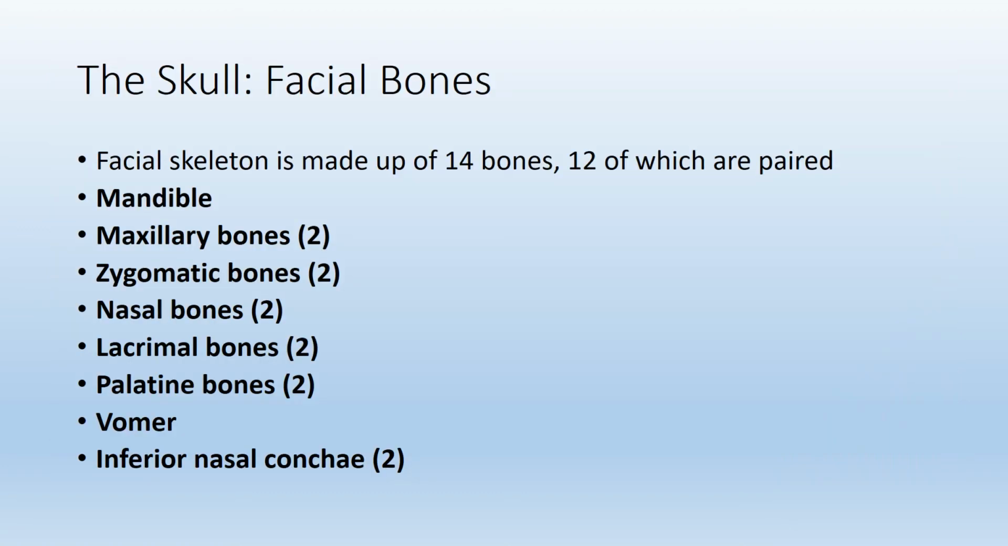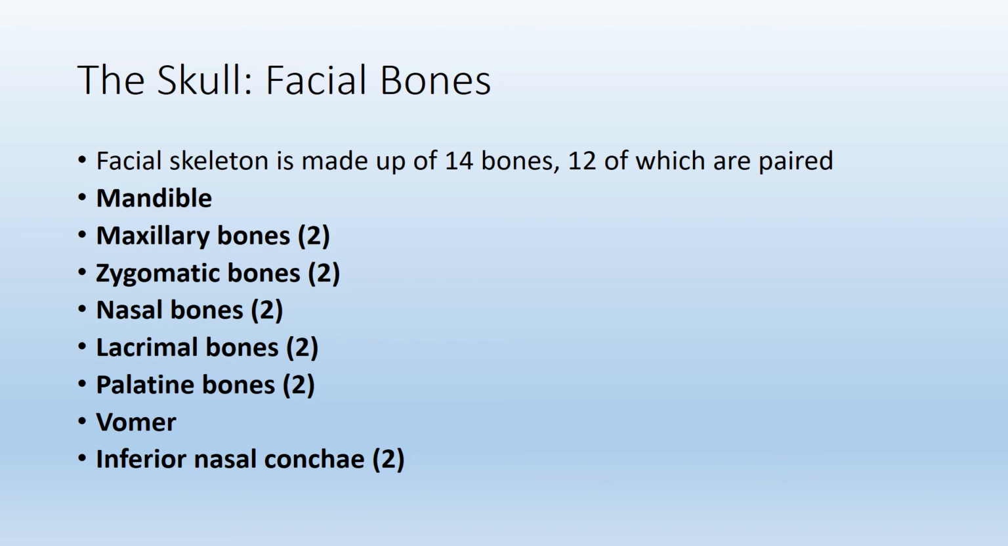We're going to finish up this lecture by talking about the other part of the skull, which includes the facial bones, or the facial framework found on the anterior face or the anterior head. We have 14 bones total. 12 of them are paired, so there's a left and a right. The first is the mandible, or the lower jaw.